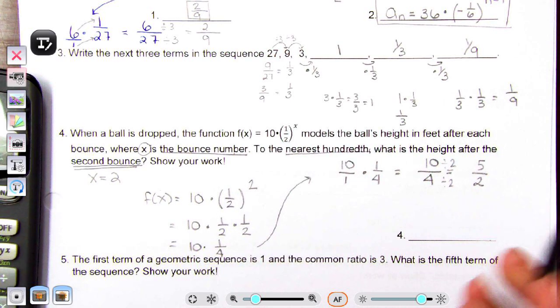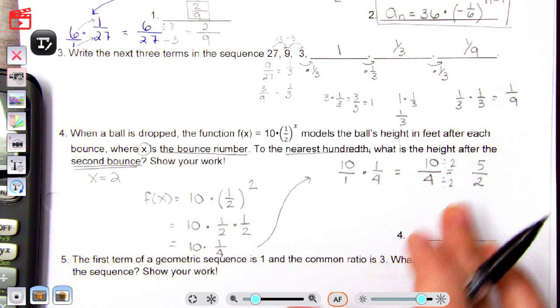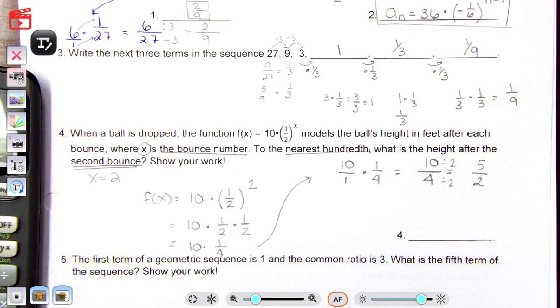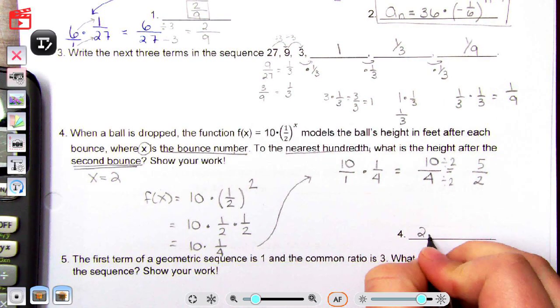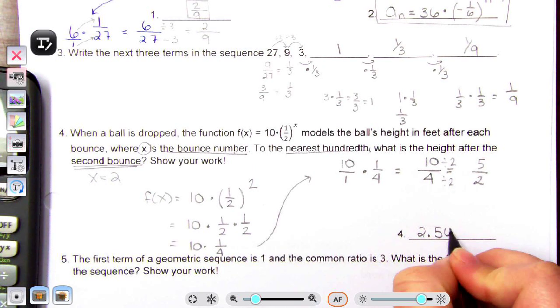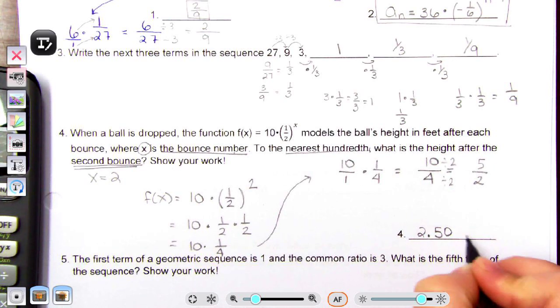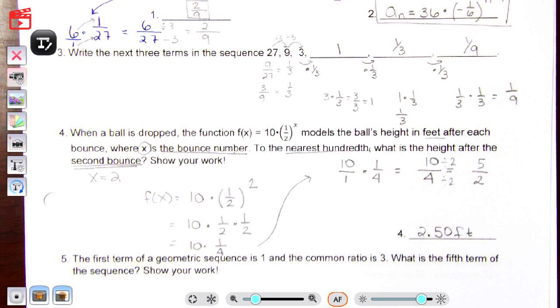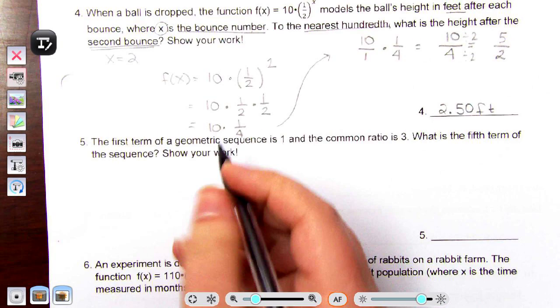It is asking us to round. Okay, so let's do this. We have 10 divided by 4, or we can do 5 halves. It is asking to the nearest hundredth. Because there's nothing here, we have to put a 0. So this is 10's hundredths place. And then what is it asking? What is the height? And the height in feet. So you have to put units here. So it's 2.5 feet.